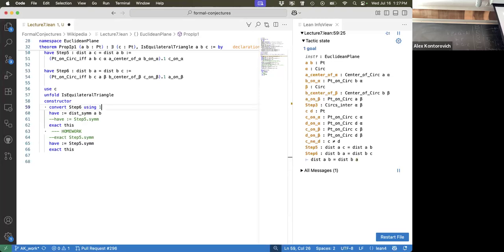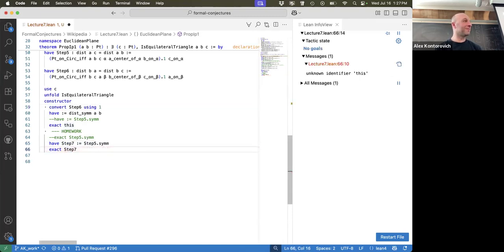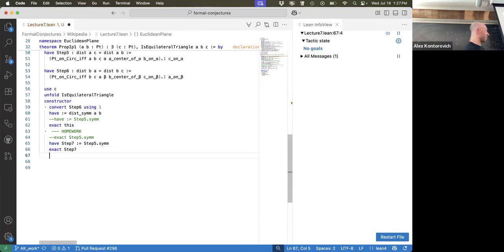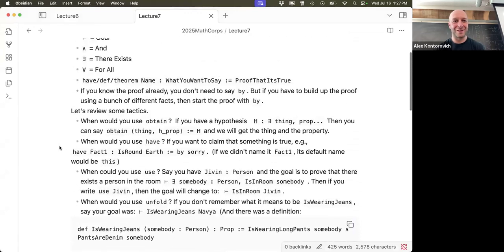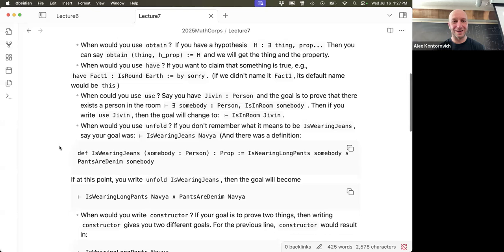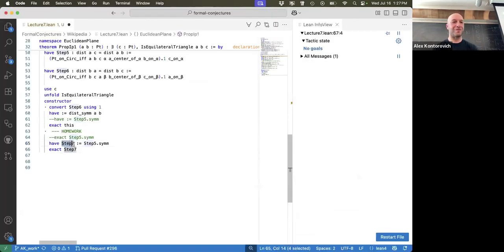Wait, this is referring to the have, like before? Which one, this one? Yeah, an exact this is referring to the have. If I gave this a name, if I call this step 7 or something, then exact step 7. It's just a shorthand. If I don't give it a name, here it is. If we didn't name it fact 1, the default name would be this. How do you name it? You just put it in front.